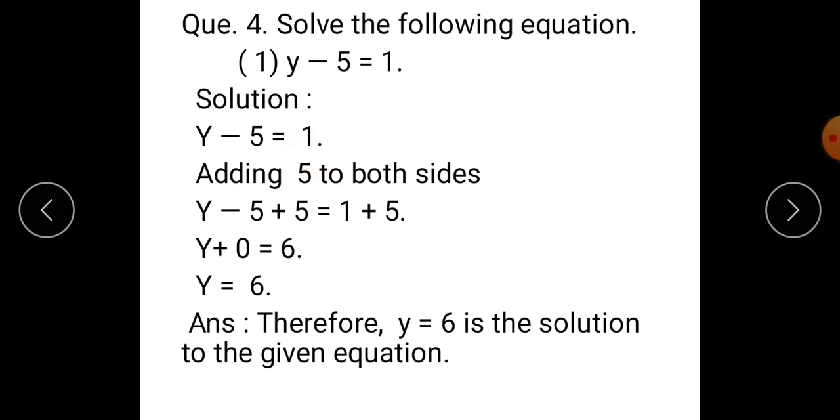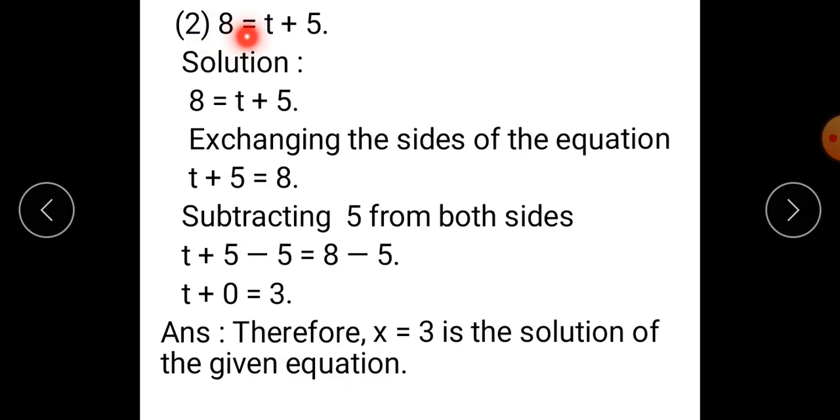In order to keep only variable to the left hand side of this equation, we have to take out minus 5 from left hand side. Here a subtraction operation is present, therefore we have to use the opposite operation of subtraction, and it is addition. Therefore adding 5 to both sides, y minus 5 plus 5 is equal to 1 plus 5. Minus 5 plus 5 gives you 0. Therefore y plus 0 is equal to 6. That is y equal to 6, and answer, therefore y equal to 6 is the solution to the given equation.